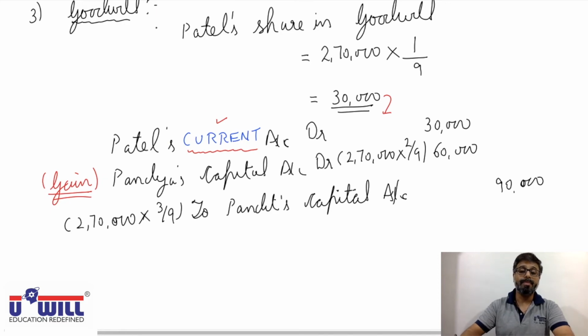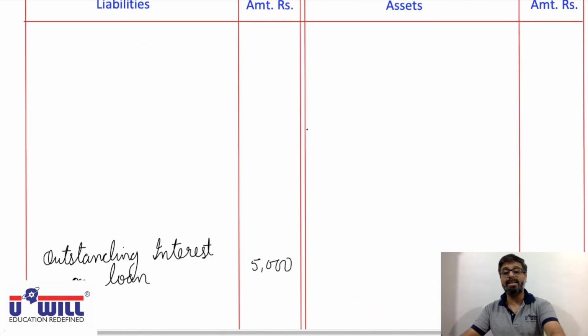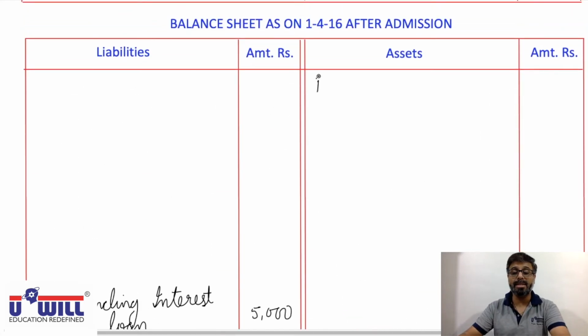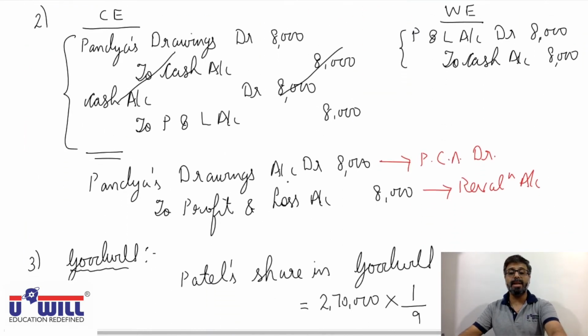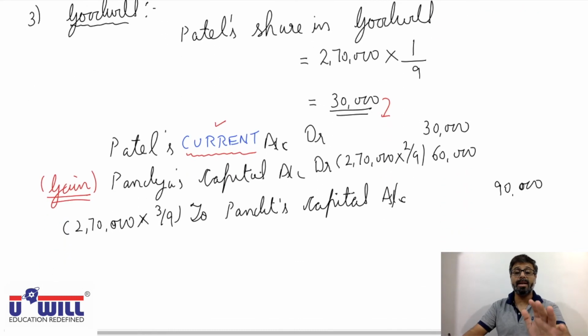Now effects. Patel's current account debit 30,000, straight away write it on the asset side. Debit means write it on the asset side. Patel's current account 30,000. I repeat, debit balances will come on the asset side. So Patel's current account debit, we are not making partner's current account in this question, so straight away write it on the asset side, 30,000.